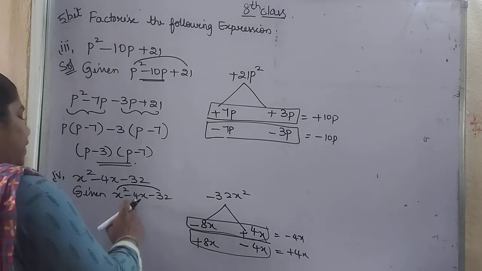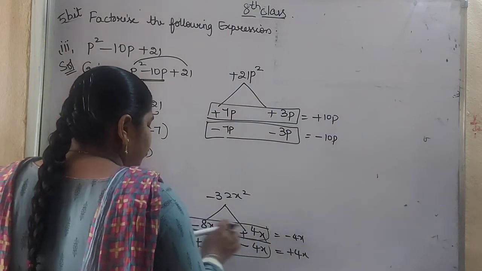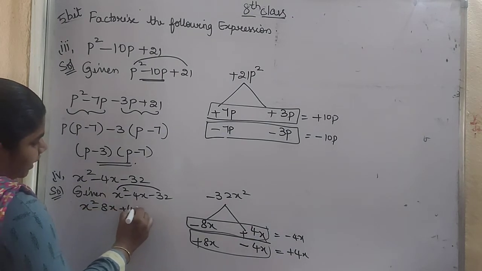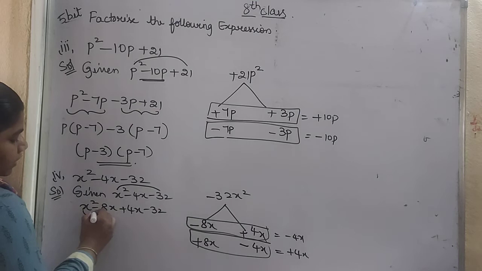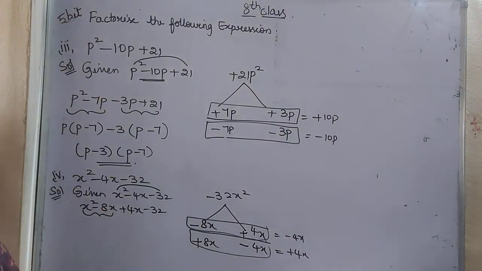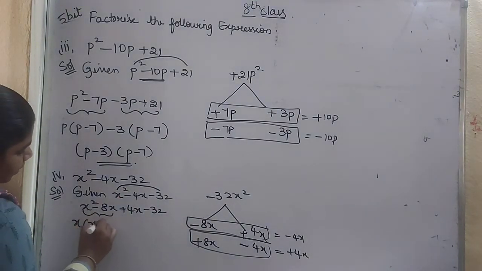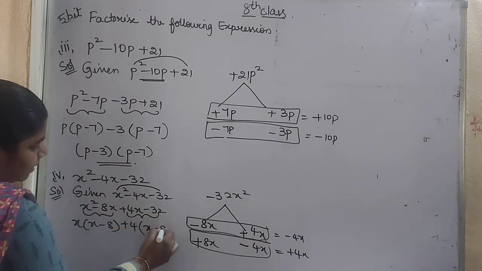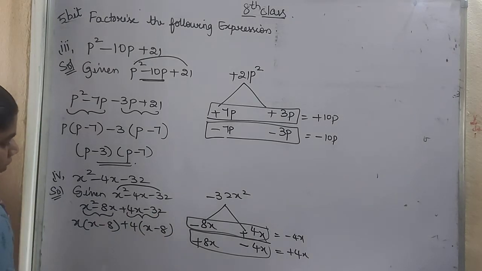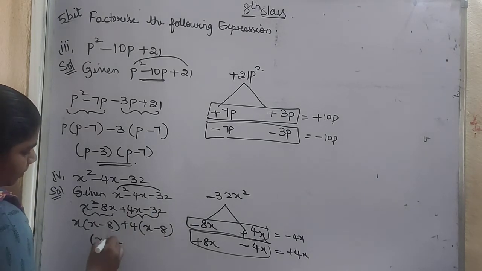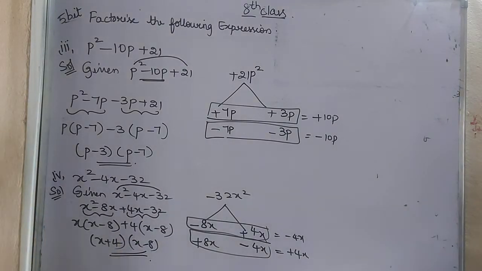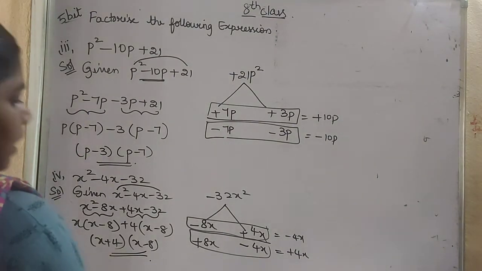Okay, so now in place of minus 4x we can substitute these two values, that is x square minus 8x plus 4x minus 32. In these two terms, what can we take out as common? We can take x as common, x minus 8. From these two we can take 4 as common, so x minus 8. 8 4s are 32. Now what are the factors? x plus 4 is one factor, x minus 8 is the other factor. So these are the factors of the given question. So with this, our fifth bit is completed.